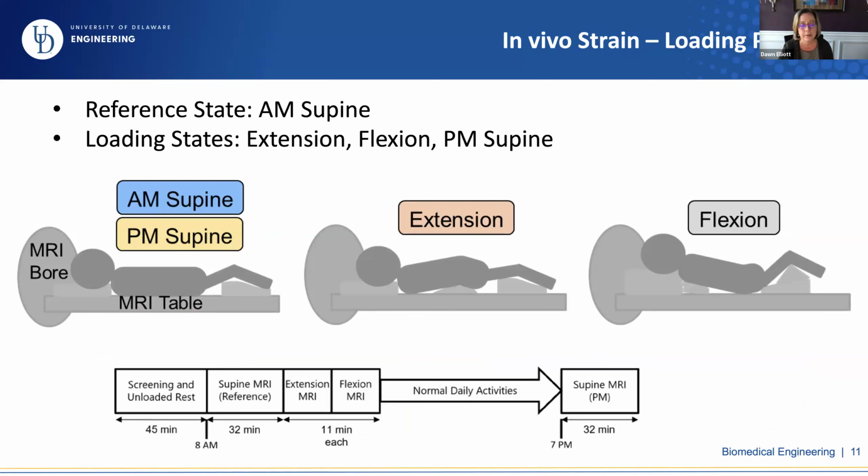So our volunteers come in the first thing in the morning, and they lay at rest to sort of unload their discs for 45 minutes. And then we take an image flat in the MRI, a reference image. So the supine reference is what we use as the reference for all of our other images. Then we put them into an extension posture and a flexion posture within the MRI and acquire images in both of those. We send them off to do their normal daily activities, and then they come back after 7 o'clock at night and take the PM image, again in supine. So basically there's 4 image sets acquired at these 4 postures.